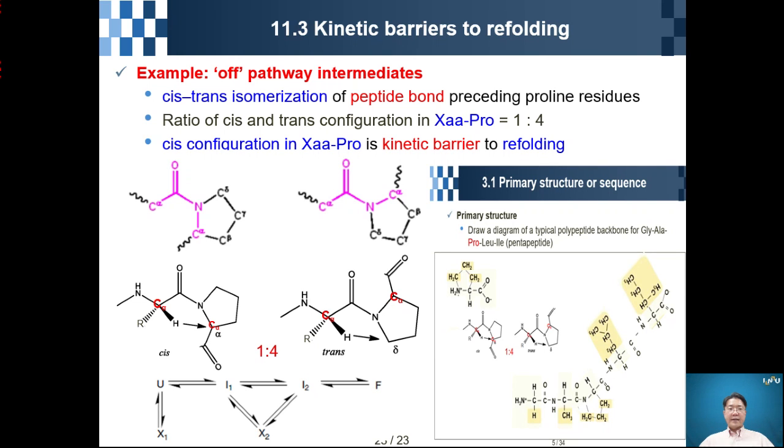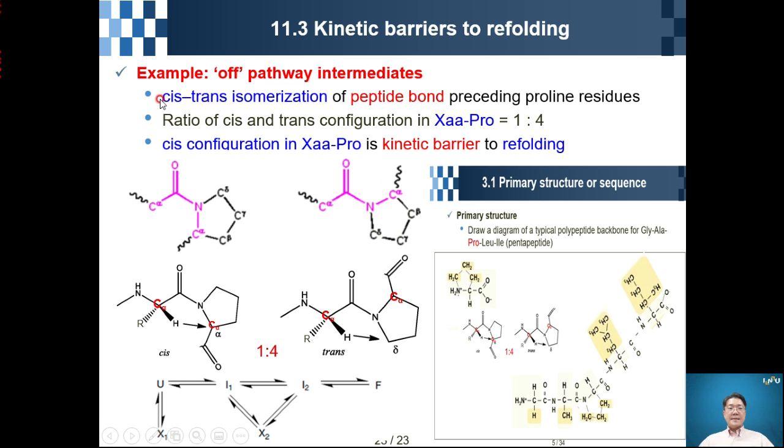In this slide, we will learn an example of off pathway intermediate. This is one amino acid, and this is another amino acid. Between the amino acids, there is a peptide bond. This amino acid we call X amino acid, and this is proline. It has a ring, and this is proline. It has a ring, like this.